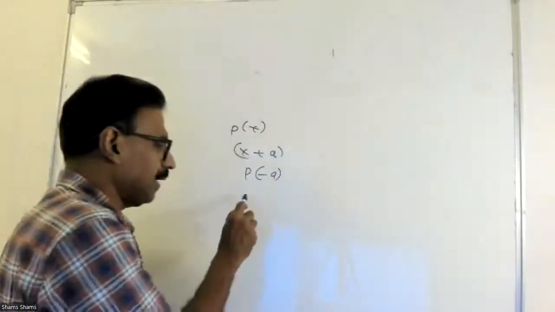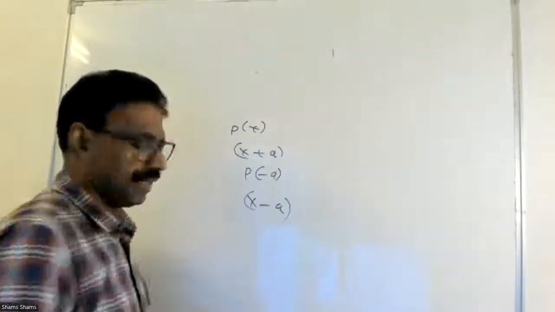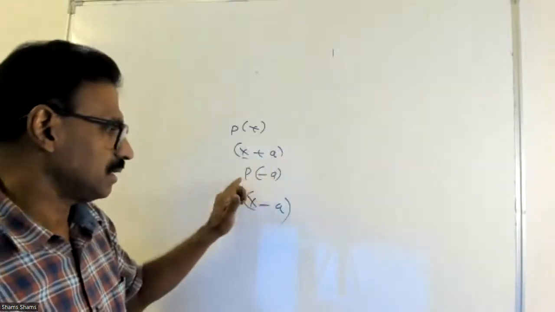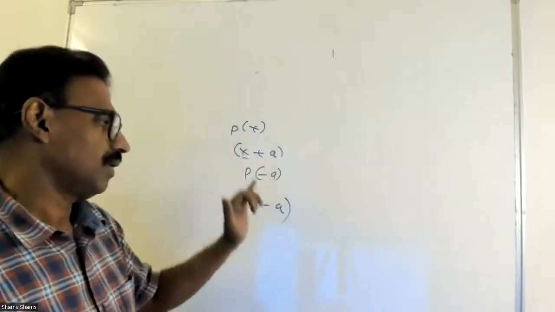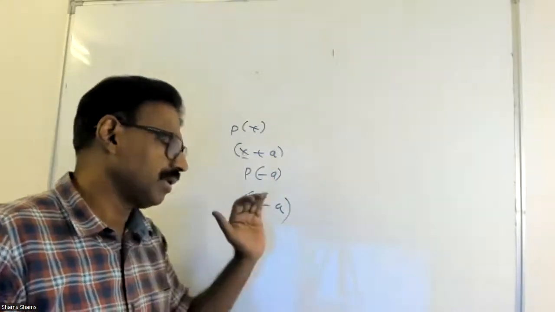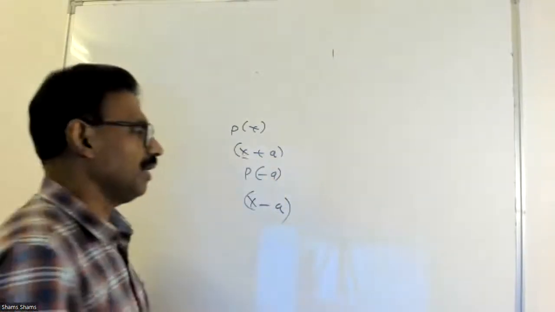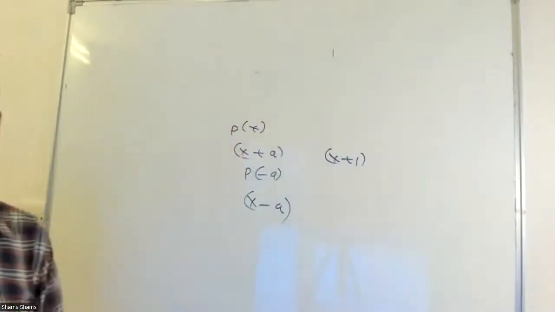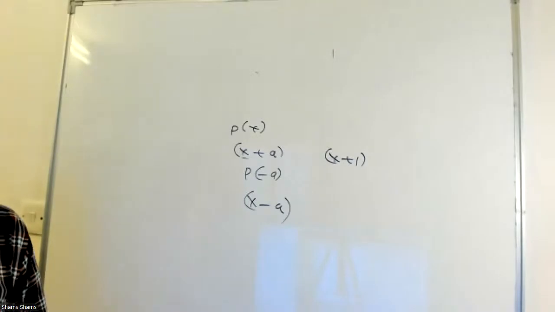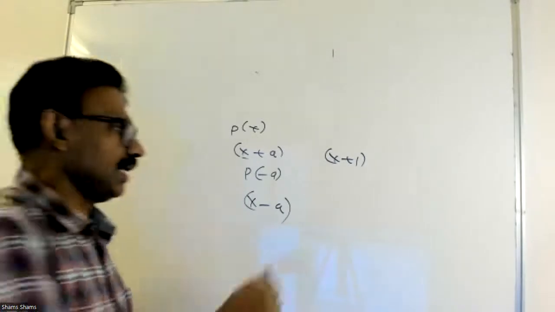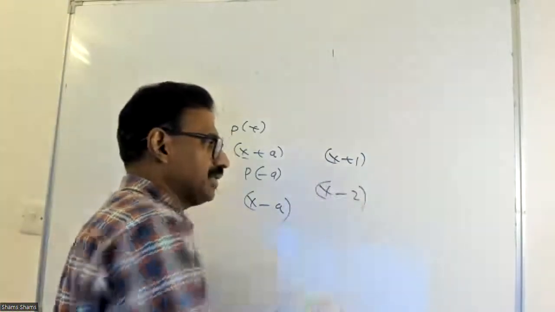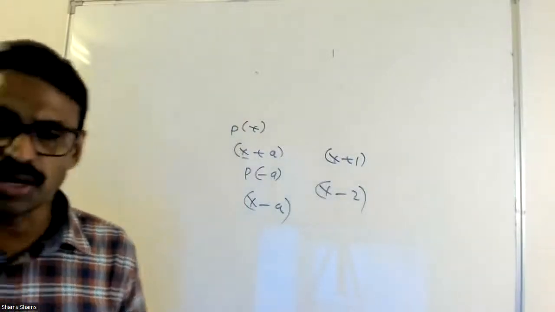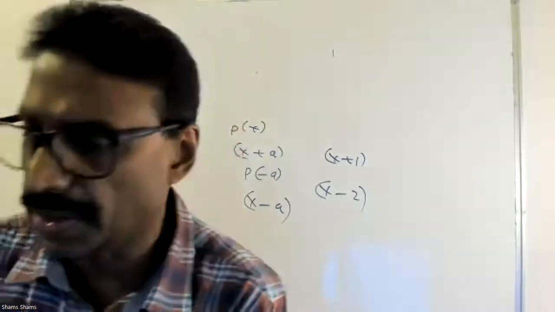If it is divided by X minus A, remainder is P of A. That means X plus A dividing, substitute negative A. X minus A dividing, substitute A. So another one, divided by X plus 1, what do you substitute? Minus 1. If it is X minus 2, what do you substitute? X equals 2. Are you okay? So this is called remainder theorem.